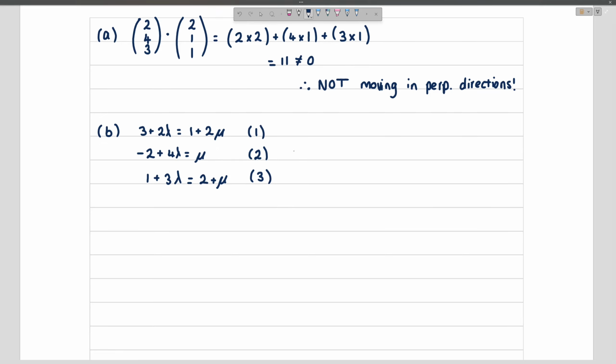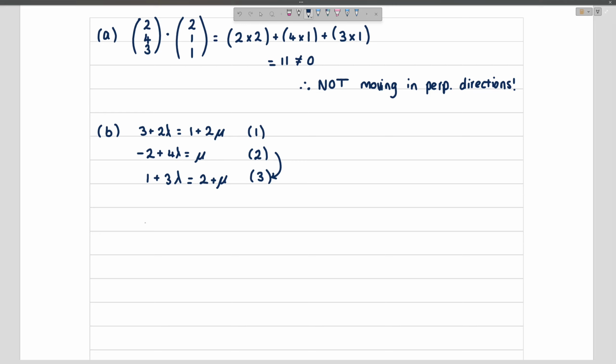In this situation, it's probably easiest to substitute this into equation 3, because we've got μ here, and in equation 3 we have 2 + μ, as opposed to equation 1, which is 2μ. It's not a massive difference, but it makes things a little bit easier. Maths is already hard, so let's make it that little bit easier. So substituting equation 2 into equation 3, basically just replacing μ with μ from equation 2.